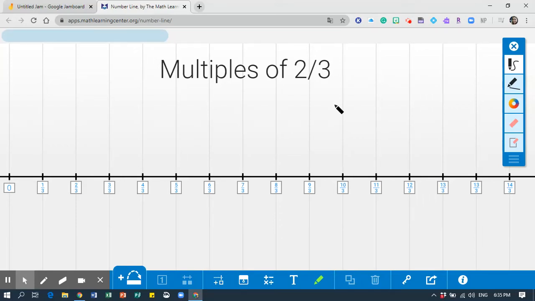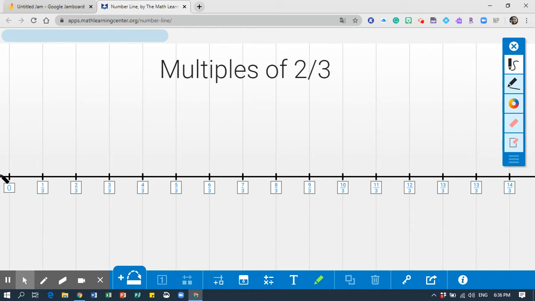Hi class, in today's video you are going to learn how to find the multiples of a fraction. But before we get into that, let's review some of the things that we already know. We already know that number lines go forever in both directions. They go forever to the right and they also go forever to the left.